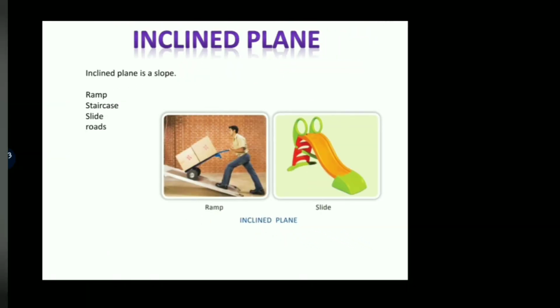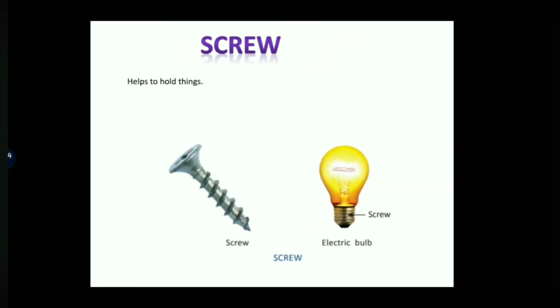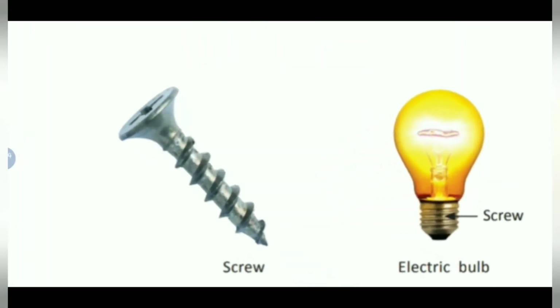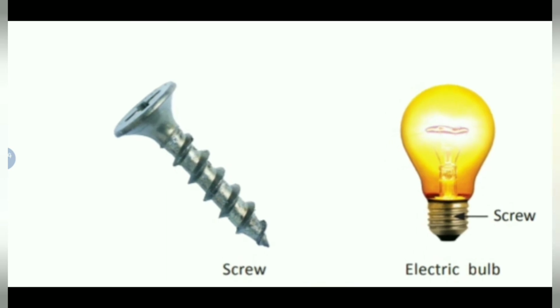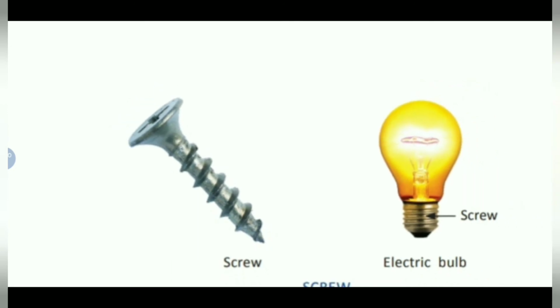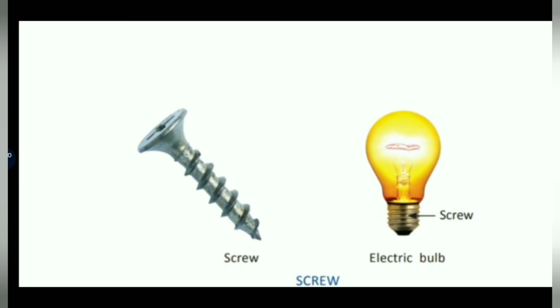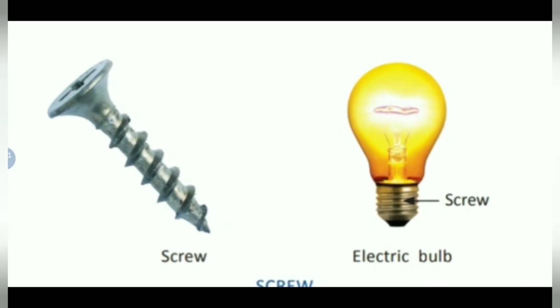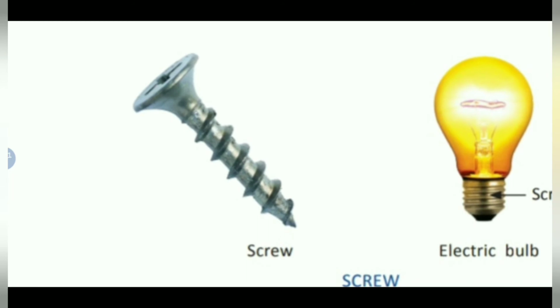Next one is screw. Here you can see this picture is of a screw. A screw is an inclined plane that is wound around a rod in the form of a spiral. You can see this spiral shape. A screw can be easily driven into wood. So screw jack, drilling machine, nut bolts, all these are examples of screw. You can find this screw on electric bulbs and jars also. Here you can see this screw.